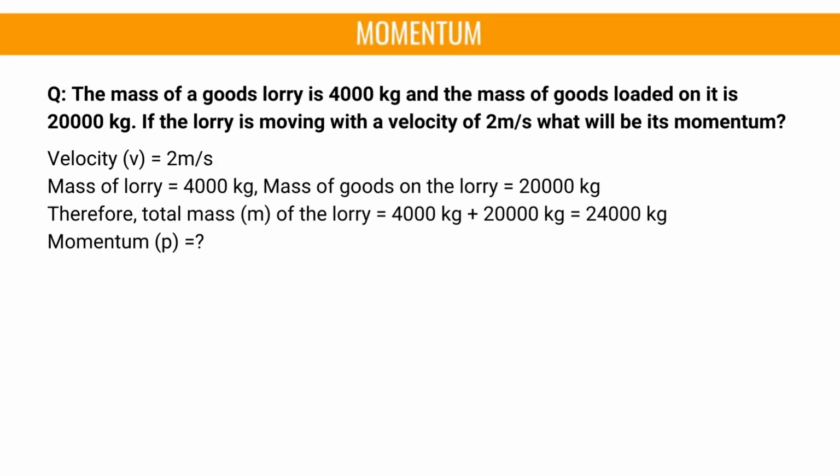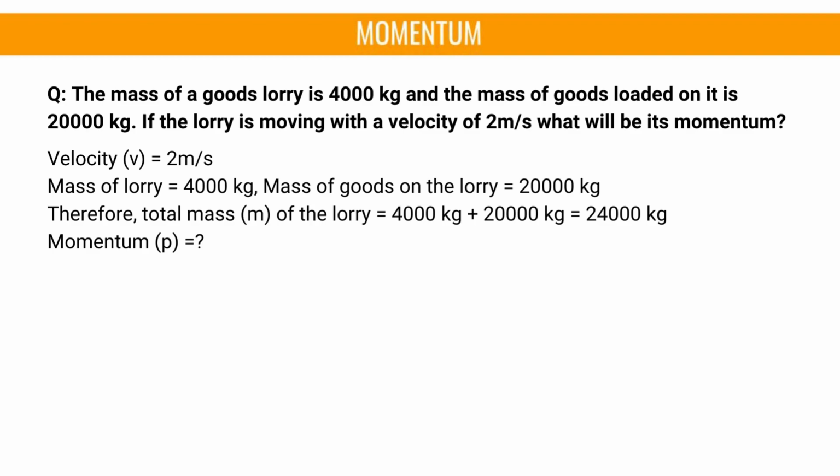Let's do another numerical. The mass of a goods lorry is 4,000 kilograms and the mass of goods loaded on it is 20,000 kilograms. If the lorry is moving with a velocity of 2 meters per second, what will be its momentum? Velocity, v, equals 2 meters per second. Mass of lorry equals 4,000 kilograms. Mass of goods on the lorry equals 20,000 kilograms. Therefore, total mass, m, of the lorry equals 4,000 kilograms plus 20,000 kilograms, which is 24,000 kilograms.